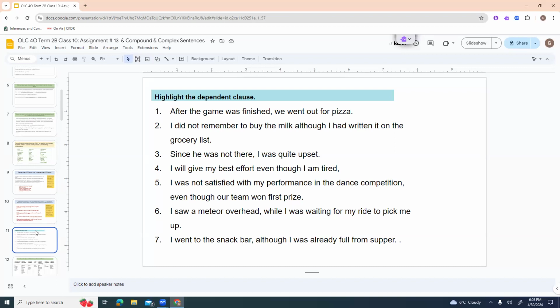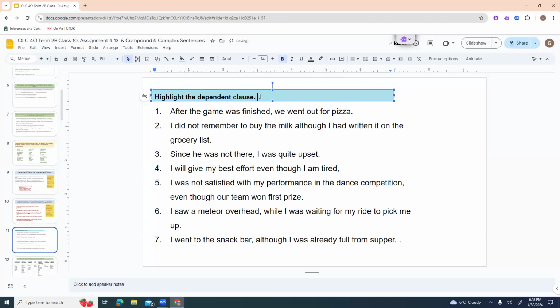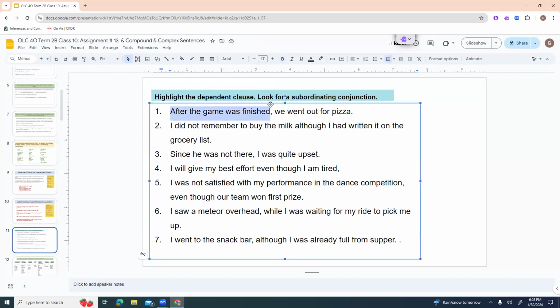Which part is the dependent clause? And the hint is, look for a subordinating conjunction. After the game was finished, we went out for pizza. So that comma is kind of giving you the halfway point. We went out for pizza is fine on its own. After the game was finished is our dependent clause because of the word after.